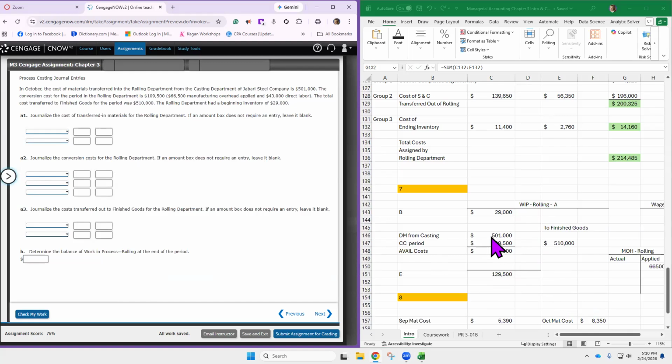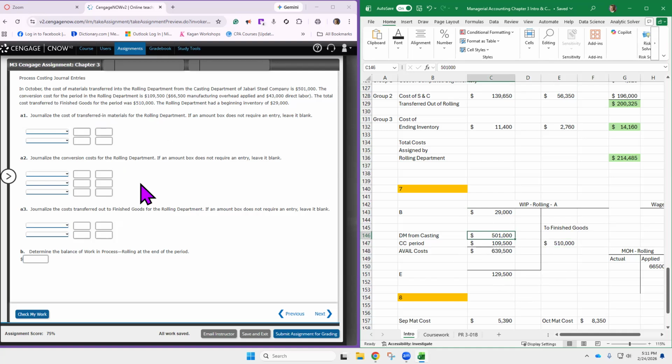Okay, we received direct materials from the casting department of 501,000. Okay, then we got 109,500 conversion costs for the period. And then we have beginning inventory of 29,000. We had 510,000 going to finished goods. Okay, and so journalize the cost of the transferred in materials for the rolling department.